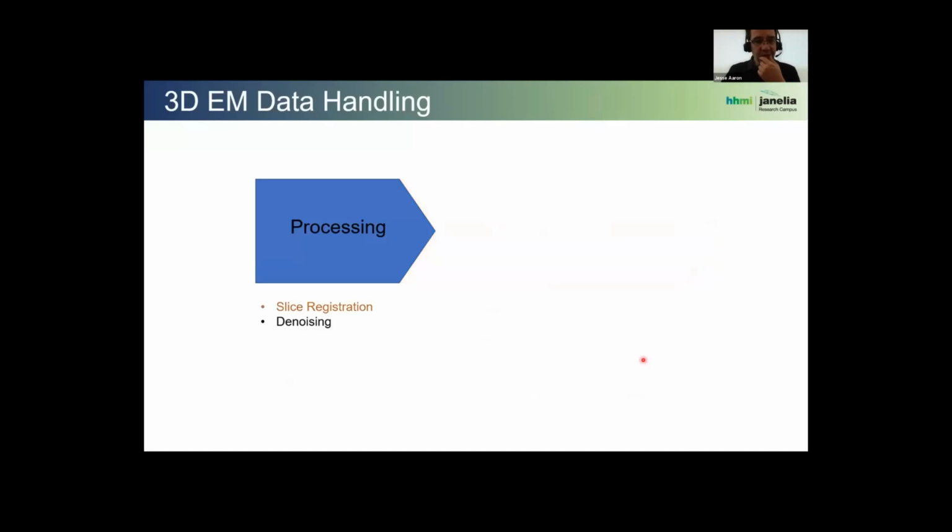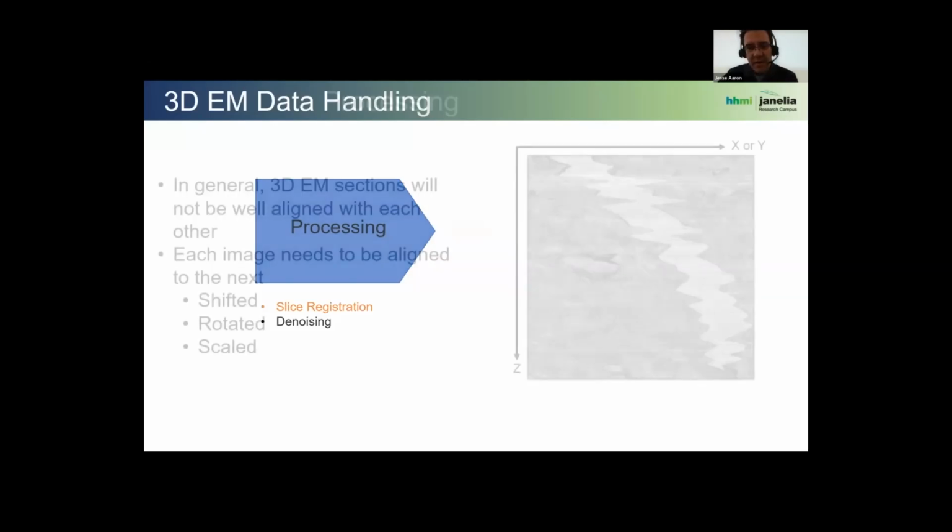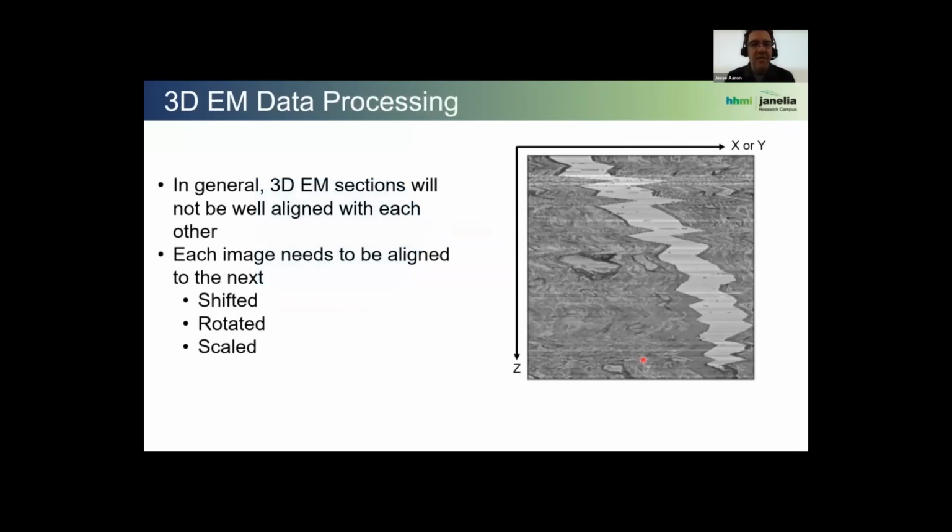So let me talk briefly about one of the fundamental things that almost everybody has to do in 3D EM microscopy. And that's this problem of image registration. Now, of course, this doesn't necessarily apply to tomographic techniques, but for any of the sectioning techniques, this is going to be something that you have to do.